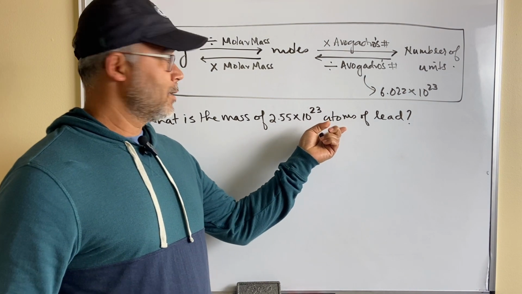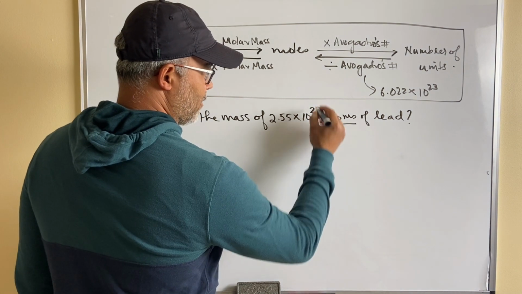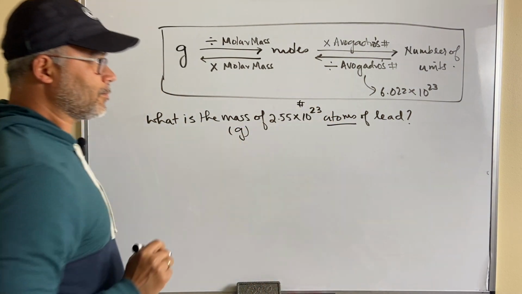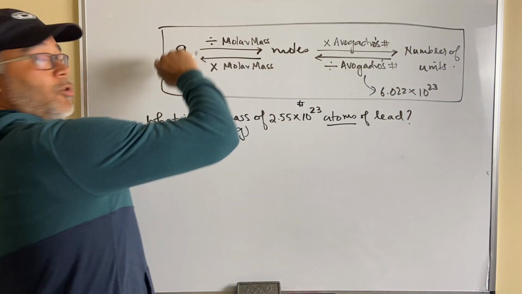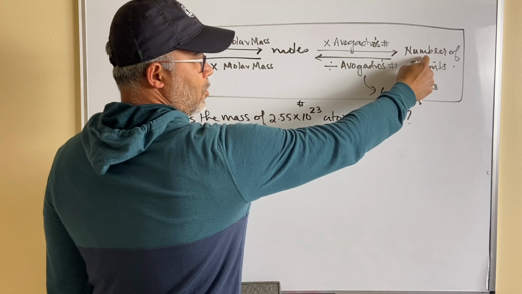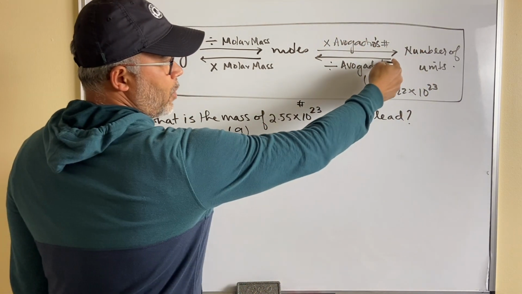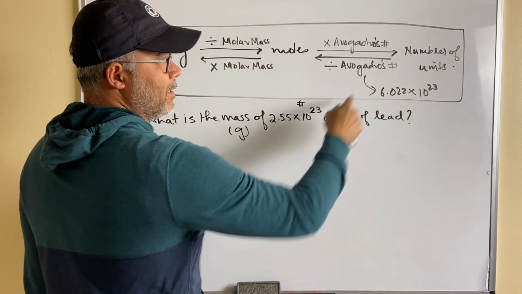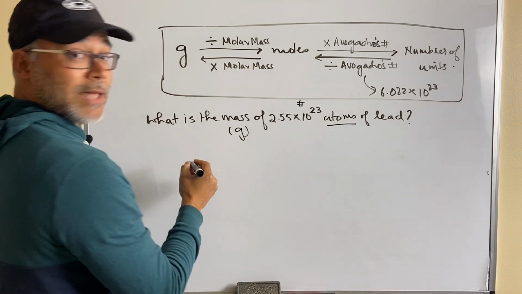Let's take a look at this problem where the question gives you 2.55 times 10 to the 23 atoms of lead, and they're asking you for the mass. So you're going from number of atoms to grams, which means you're going from here to moles and moles to grams. So to go from number of units to moles, you need Avogadro's number, right? So you're going downwards out here. So you take the number of atoms of lead, and you got to divide by Avogadro's number first. So let's do that.